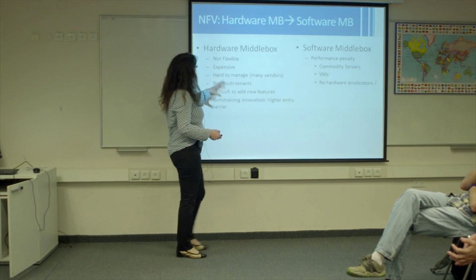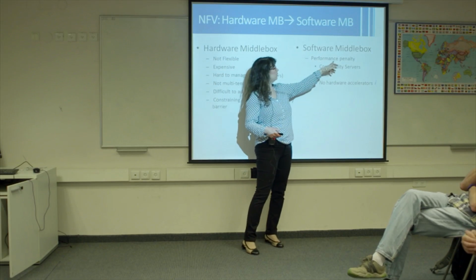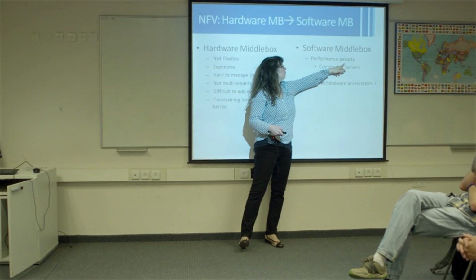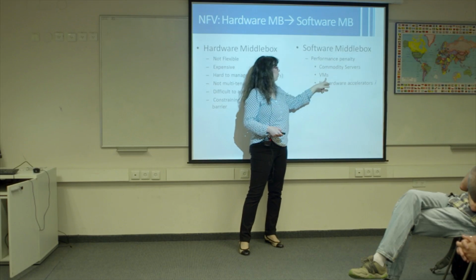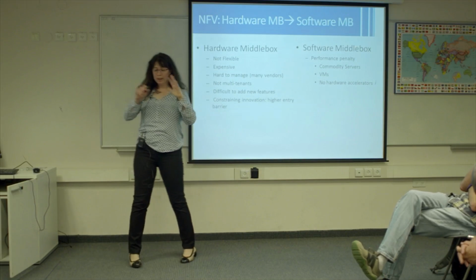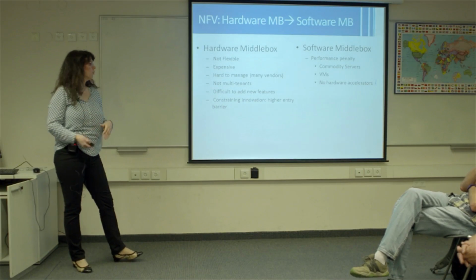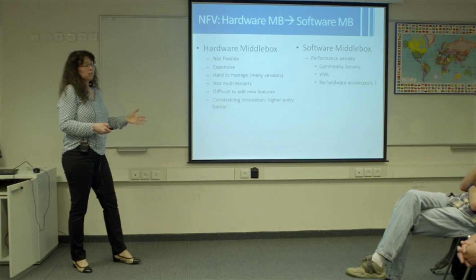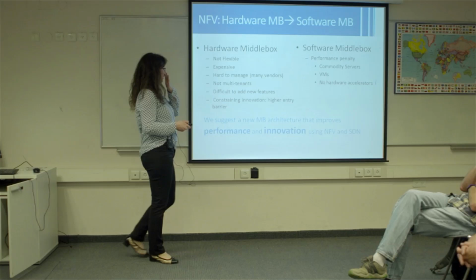So moving to the software middle box will solve all this, but there is a drawback: there might be a performance penalty, because you run on commodity servers, you run VMs, and you don't have a hardware accelerator. By the way, there are hardware accelerators for deep packet inspection. There is the solution of Intel, and some of the middle boxes use hardware to accelerate deep packet inspection.